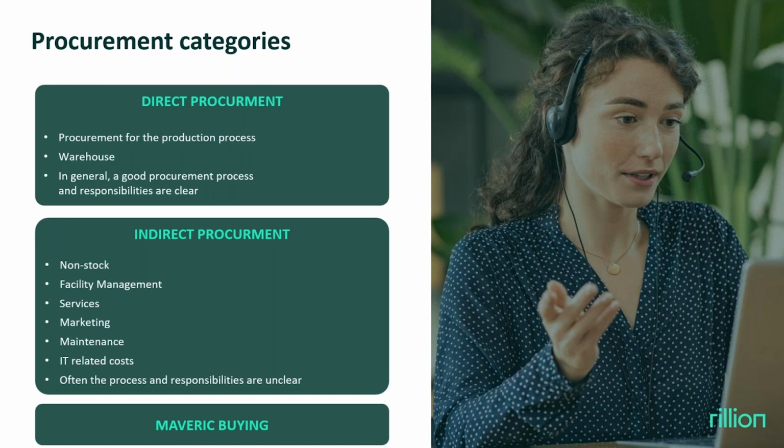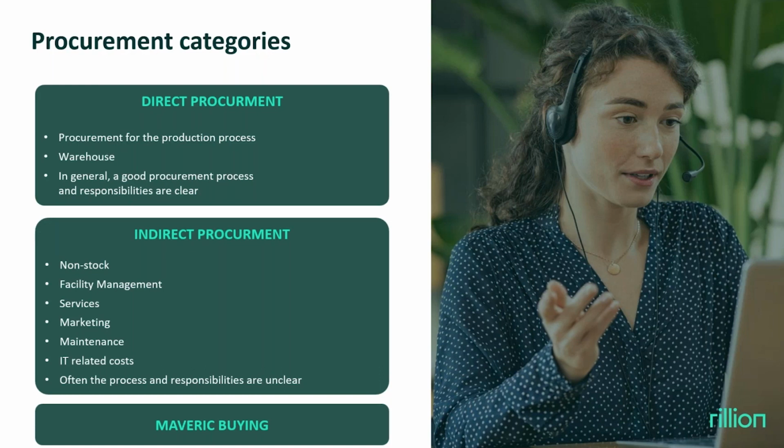And if we start with the direct purchases, or direct procurement, those are things that you are buying into your production process, things you're buying in to produce whatever you're producing or delivering or selling. Those are often things that you also have in the warehouse. You need to keep track of how many things you have in stock. So it's very important that you have full control over this process.